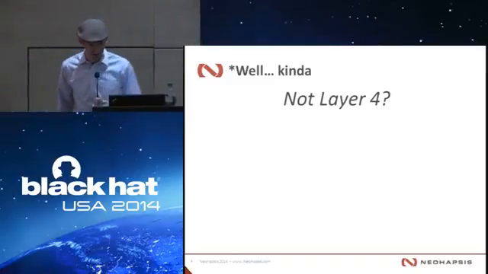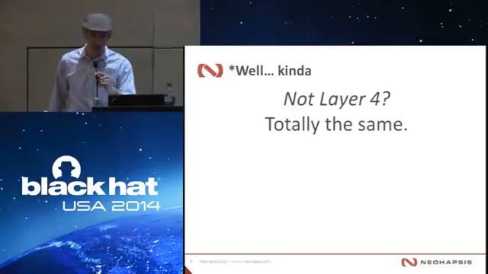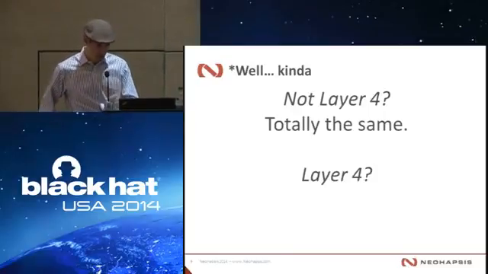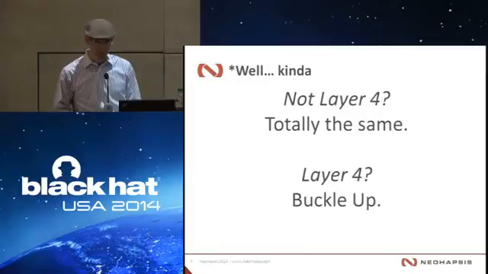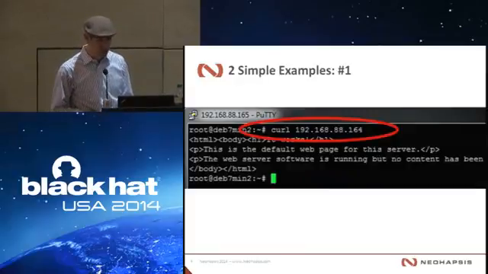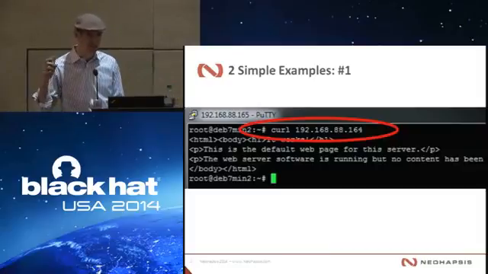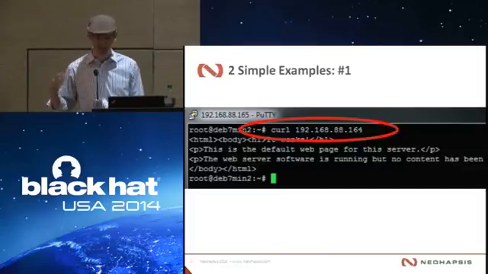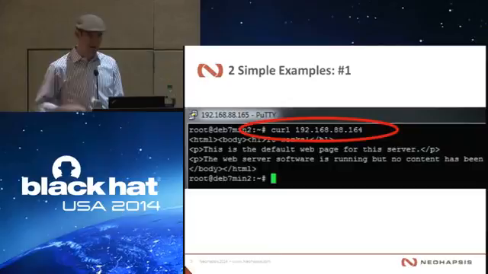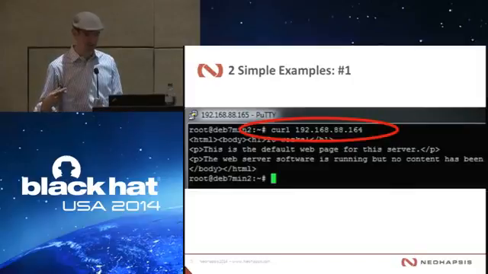If we're not talking about layer 4, things are totally the same. If we are talking about layer 4, that's where things get interesting. So I'm going to start you out with 2 simple examples for how MPTCP changes the things that we're used to seeing with TCP. All right, curl. This is very simple. We should all have a good mental model of what this does under the covers when we do something like this.